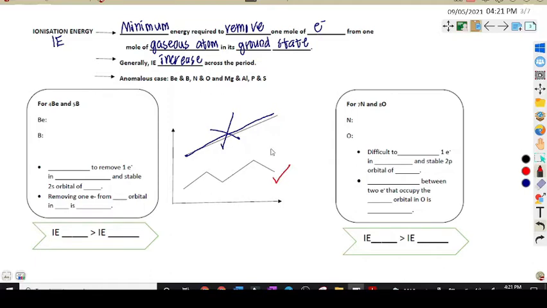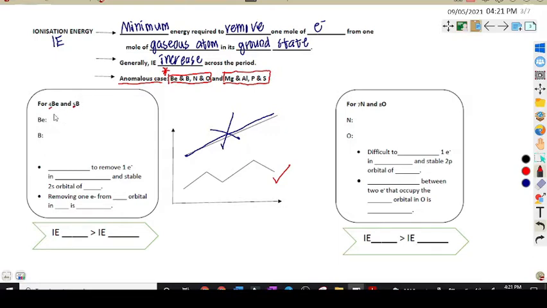Because we've got the anomalous case of beryllium and boron, and nitrogen and oxygen. The second anomalous case would be between magnesium and aluminium, together with phosphorus and sulfur. But in this video, I'll just explain the first case. For beryllium and boron, in order to understand the anomalous case further, we need to write down the electron configuration first. So I already wrote down the proton number for each element.